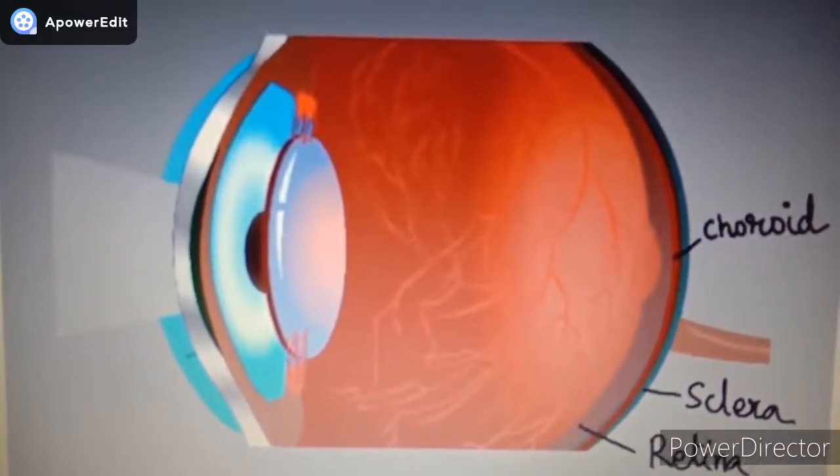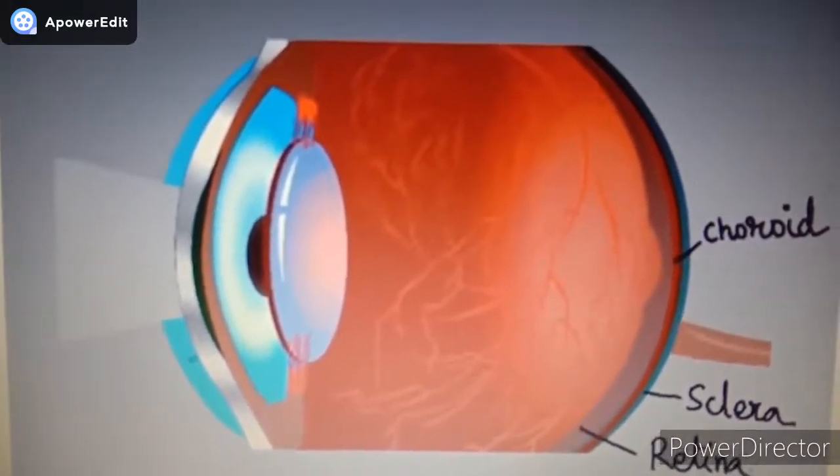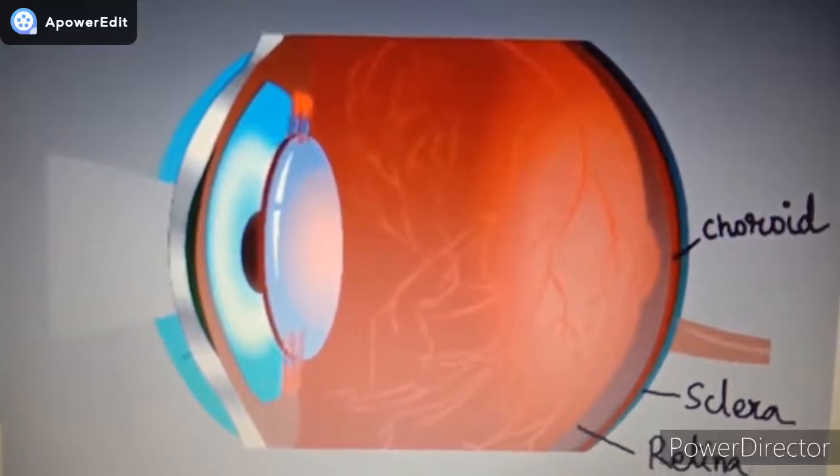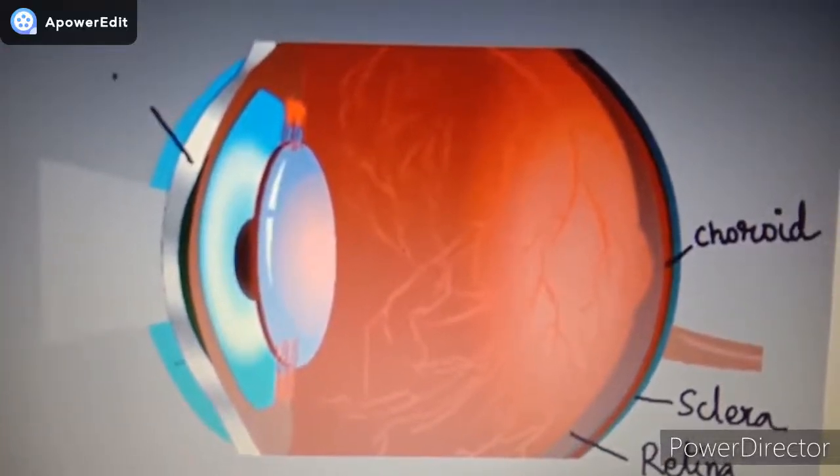Now the sclera in front of the eye forms the cornea. Here you can see in the diagram.